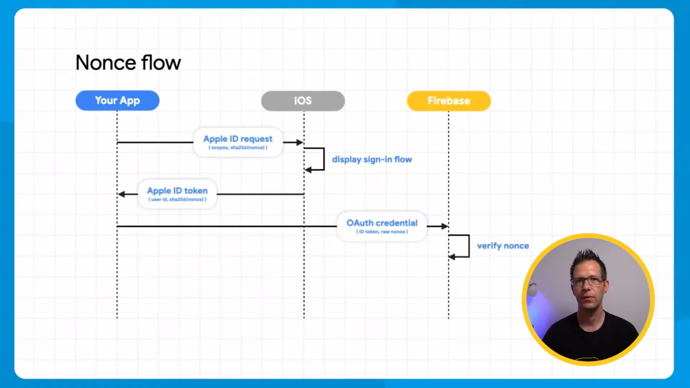This works because we use the nonce just once and create a new nonce for every new sign-in process we start. So even if an attacker was able to capture the original request, it would be impossible for them to unhash the nonce, as we're using SHA-256, which is a one-way function that is easy to compute but hard to invert. Finally, Firebase will return an auth result, which contains the signed-in Firebase user.